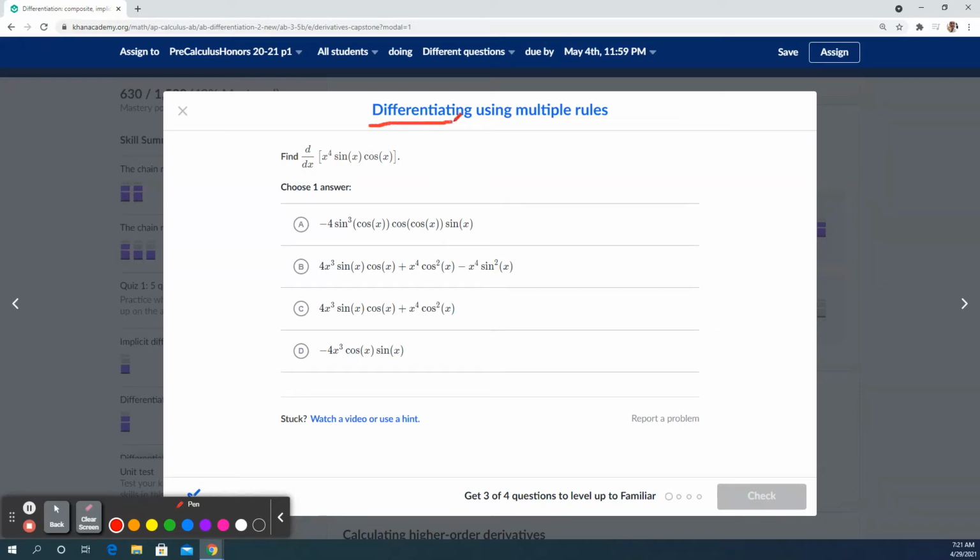Here we go, differentiating using multiple rules. There's several layers here, and then we just have to do our best to keep track of what we're doing. I would really recommend using your cheat sheet at this time because we're using all the different rules that we've talked about. If you don't have them memorized, using that cheat sheet will really help. Of course, if cheat sheets are not an option, then you're stuck having to memorize all the rules. So let's go ahead and take a look at it.